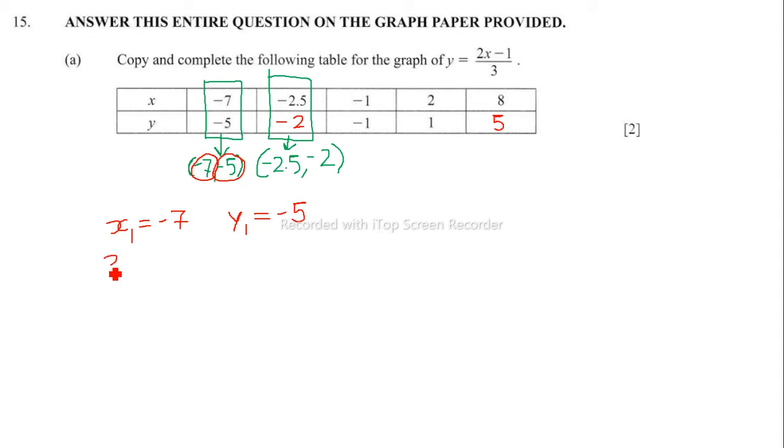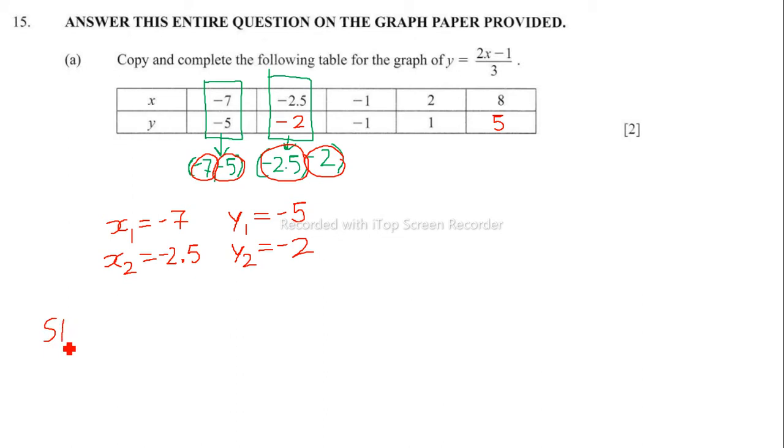And then we have x2, which is the second x value, -2.5. Then we have y2, which is the second y value, so it's -2. Okay, all right, so with that being said, we can use our slope formula.